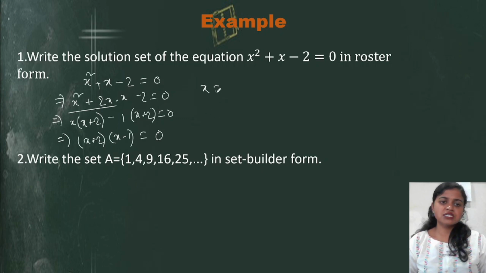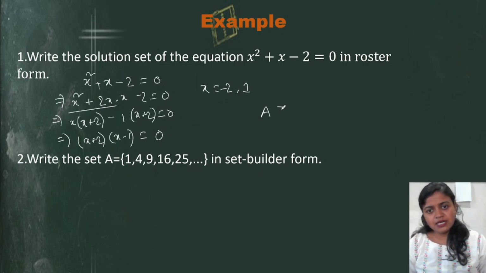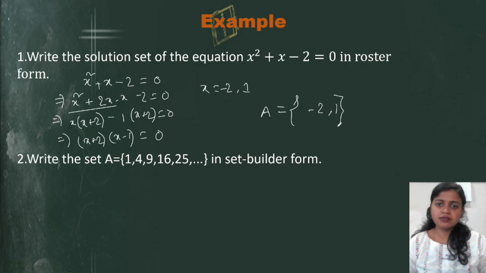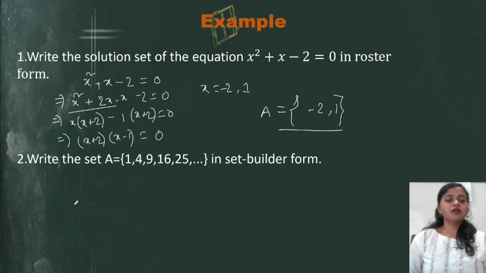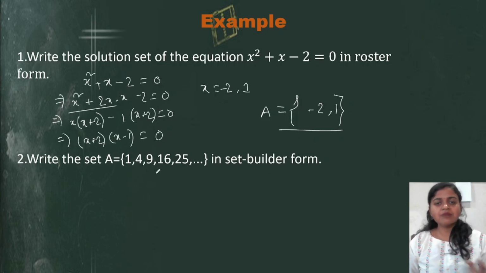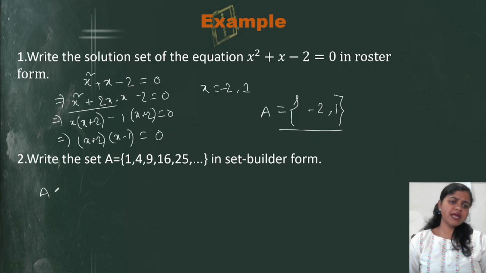So the value of x is what? Minus 2 and 1. So if I denote the set as A, the elements would be minus 2, comma, 1. Okay, this is roster form. Next, write this set in set builder form. So find a single common property for these elements.